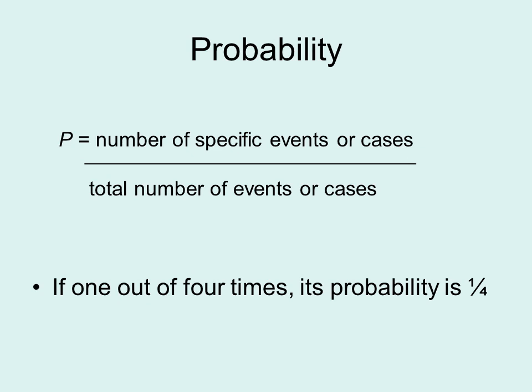Oftentimes with genetics we're looking at the probability of an offspring having a particular trait. It may be a positive trait, it may be a disorder that you're wanting to look at. For example, a couple might ask, if we have a child, what's the probability of our child having a particular disease? This is an example of how, if they know the genotypes of both parents, you can use the Punnett square and then determine the probability of an offspring having whatever the situation is that they're interested in.